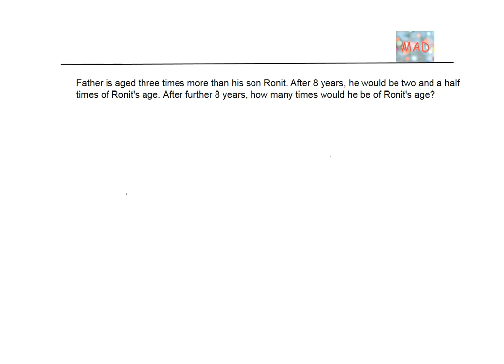So here is the first problem. You can read: Father is aged 3 times more than his son Ronit. After 8 years, he would be 2.5 times Ronit's age. After a further 8 years, how many times would he be of Ronit's age? So we'll try to solve this problem. For the solution, we'll first categorize it as present age, then age after 8 years, and then age after 16 years.